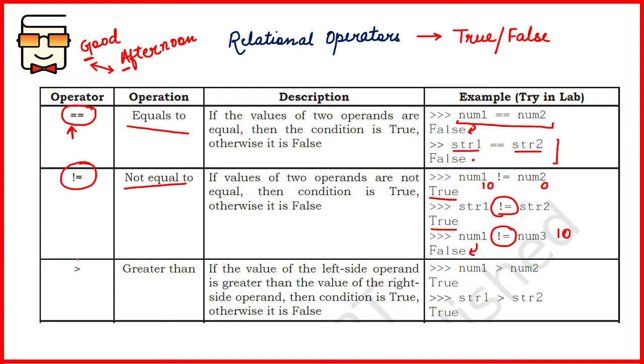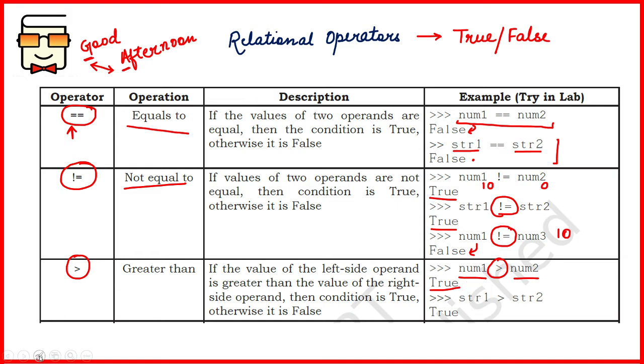Now the next relational operator is greater than. In the case of numeric values, if one number is greater than the other number, that means the left side operand is greater than the right hand side operand, the result comes out to be true, else it will come out to be false.